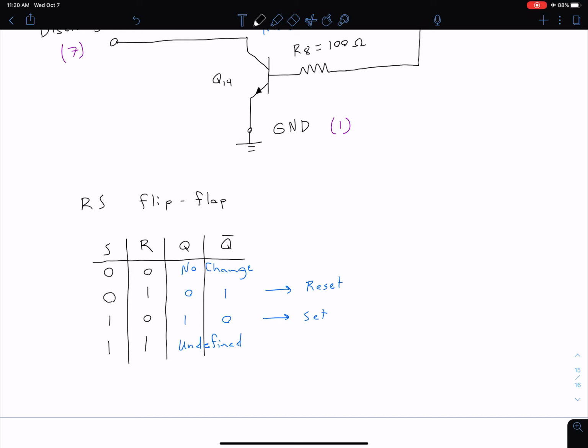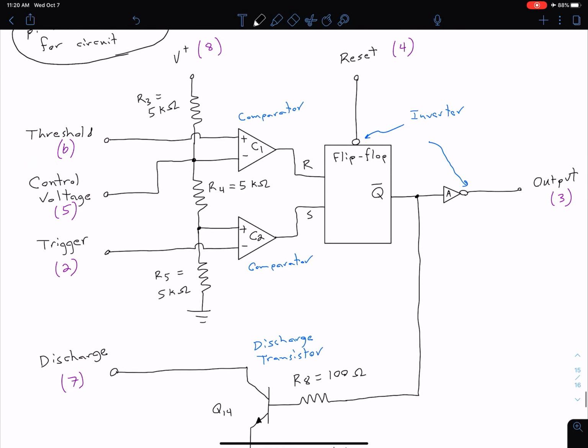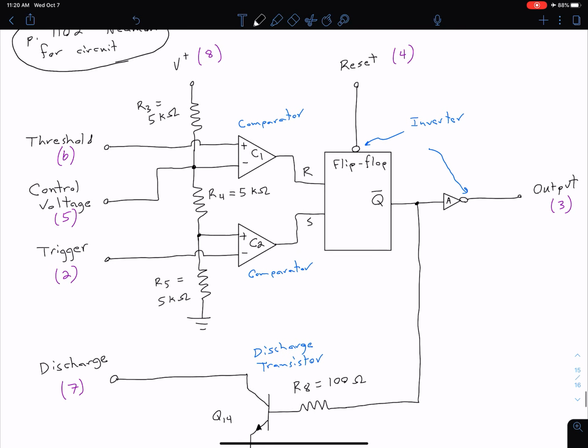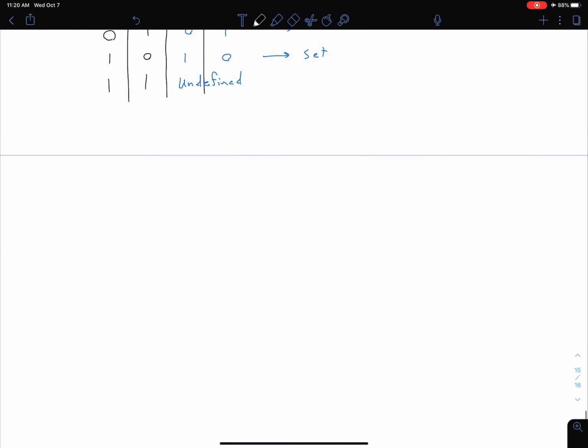Okay, so let's step through this block diagram and see if we can figure out what exactly is going on. We're going to start by looking at this comparator C1, and this is called our threshold comparator, C1 above in our block diagram.